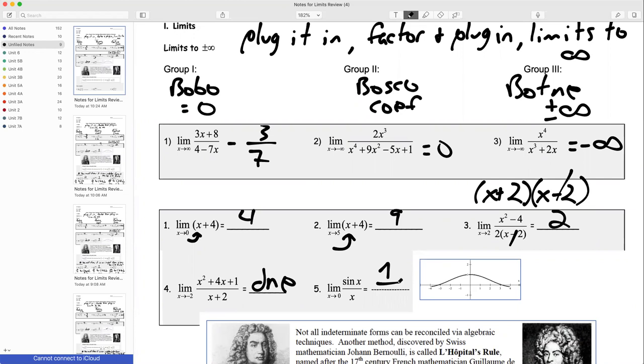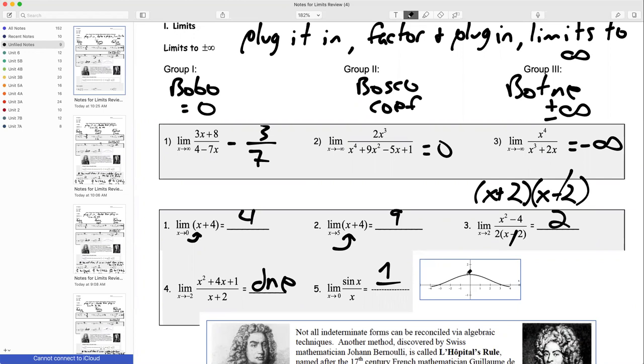Wait, say that one more time. I have the graph, and as I get closer and closer to 0, the value on the left-hand side is 1. And on the right-hand side, it is also approaching 1 as I get closer and closer to 0. Since it's approaching the same value, the value of the limit is 1.